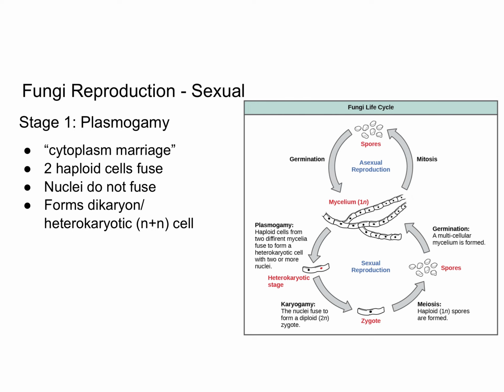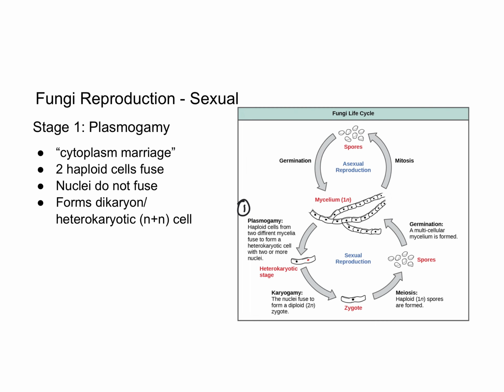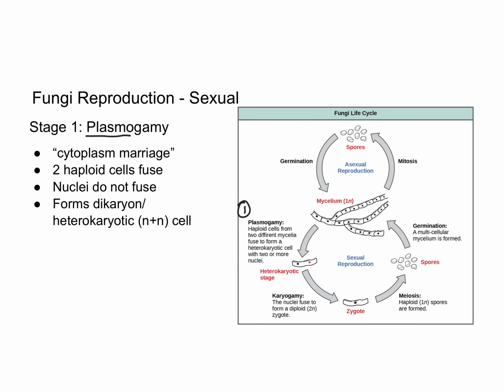The first stage of fungal sexual reproduction is known as plasmogamy. And this word translates to cytoplasm marriage. So you can think of plasmo referring to the plasma membrane, which is also the cell membrane.